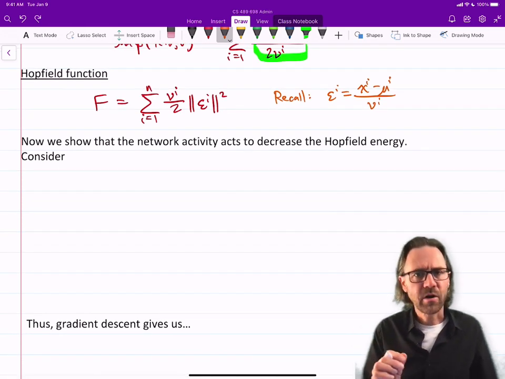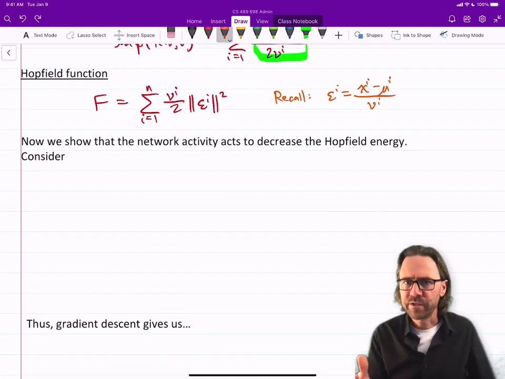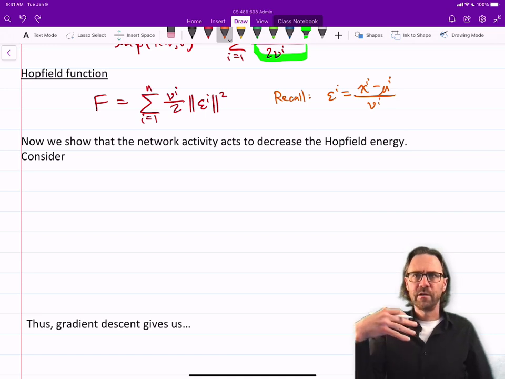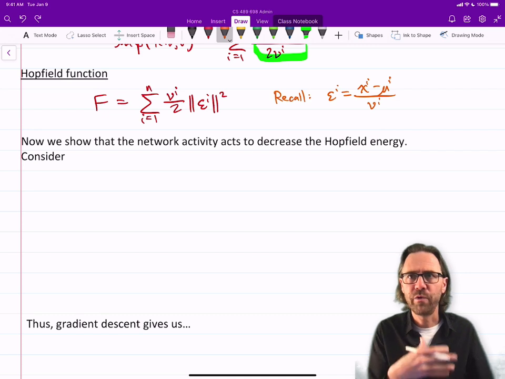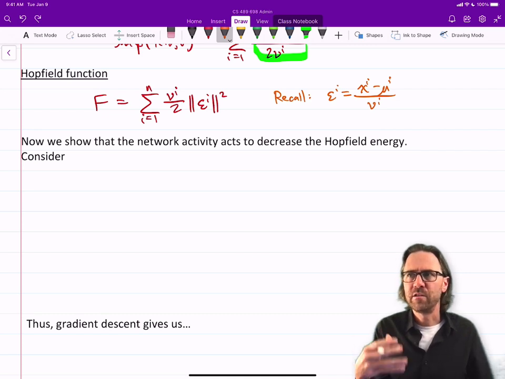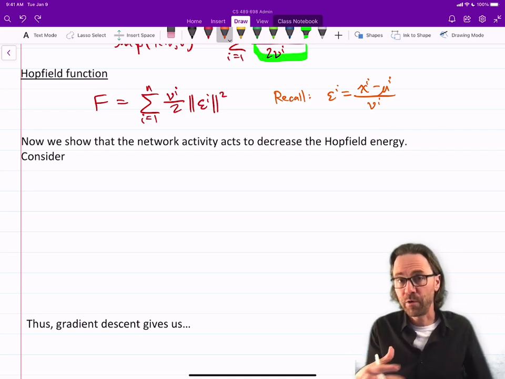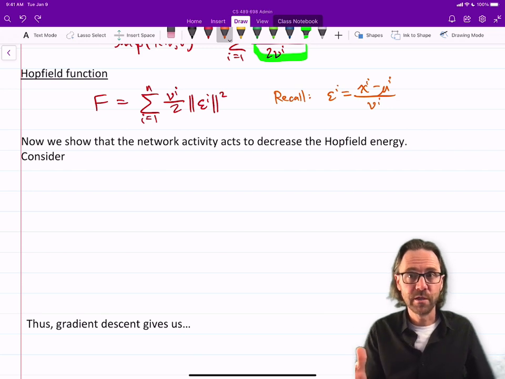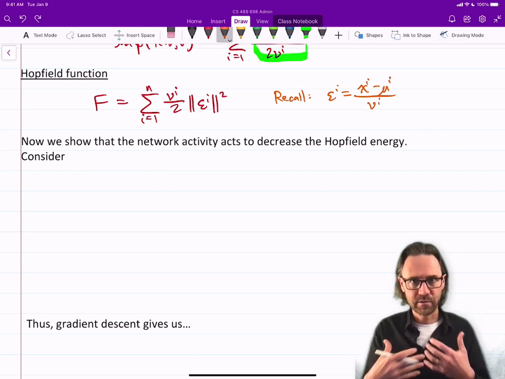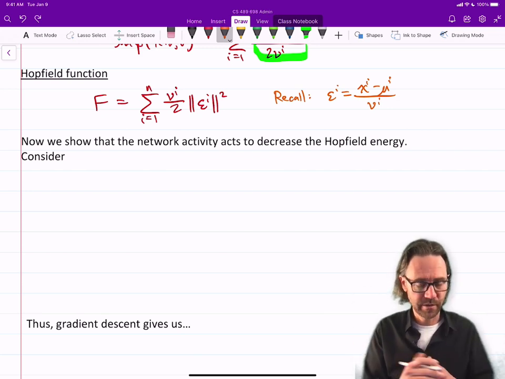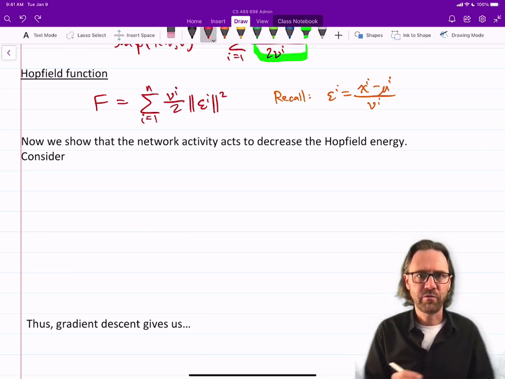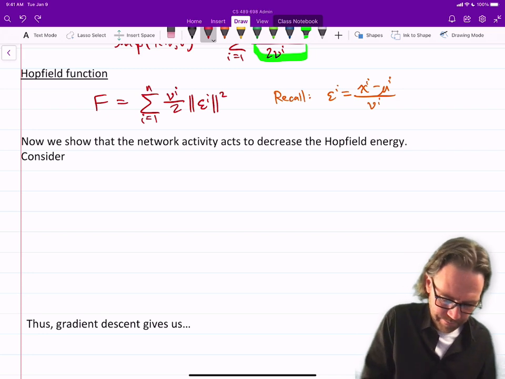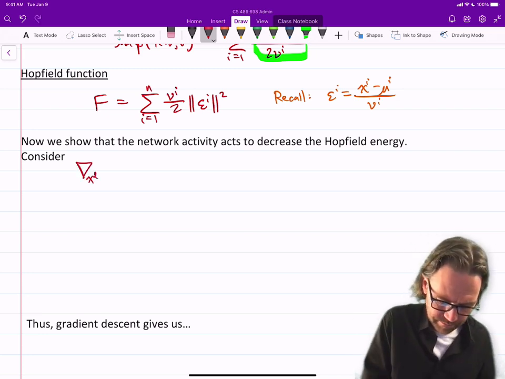Okay, now if that's our Hopfield function, then like we've seen in other Hopfield functions, gradient descent on that Hopfield function basically reflects the dynamics that we want our network to do, so that our network automatically tries to minimize its Hopfield function. So let's take the gradient of that Hopfield function with respect to xl, l just being some layer.